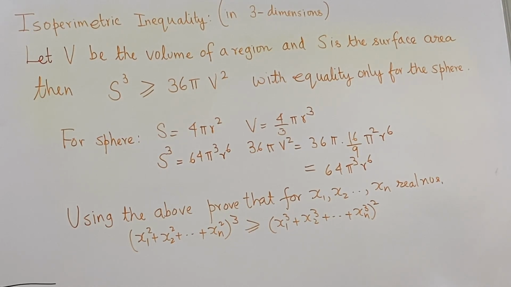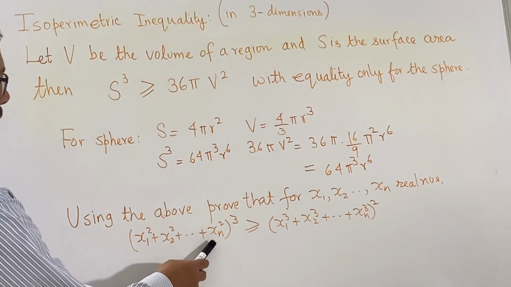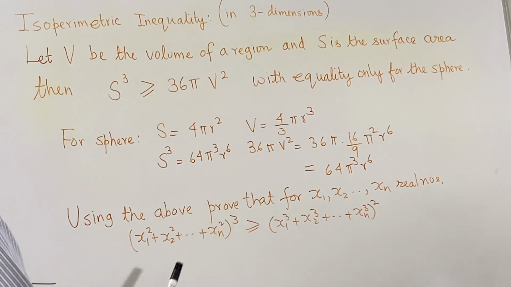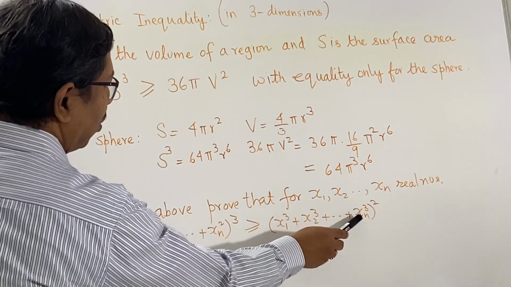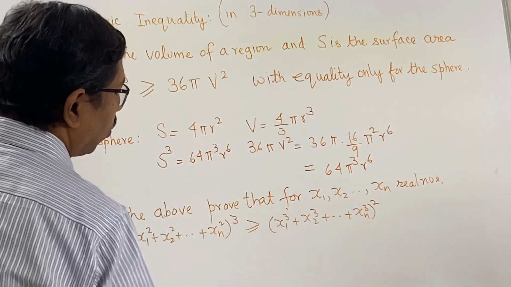In this edition, we will prove this interesting inequality. That is, if you have n real numbers x1, x2, ..., xn, then (x1² + x2² + ... + xn²)³ is greater than or equal to (x1³ + x2³ + ... + xn³)².